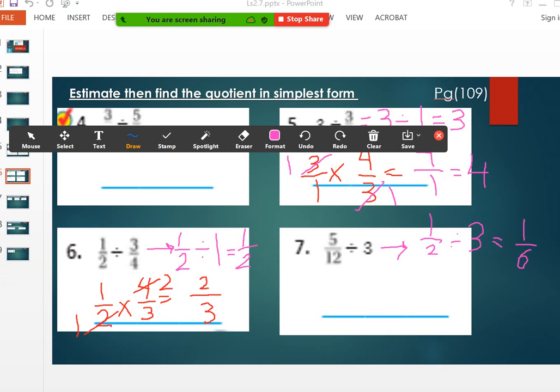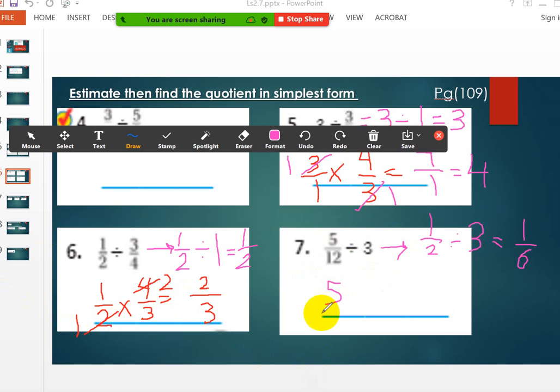Let's choose Selma. Yes, Selma. Open your mic, please, and help me. Yes, teacher. Yes, dear, help me to divide 5 over 12 by 3. Okay. Yes. What do I have to do here?